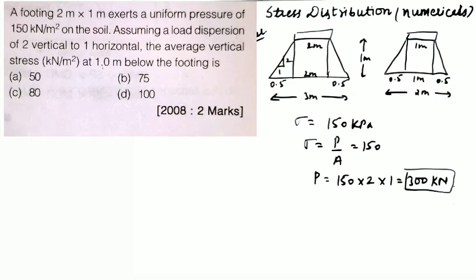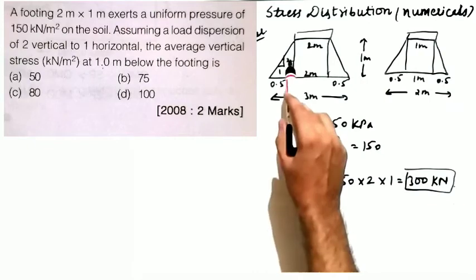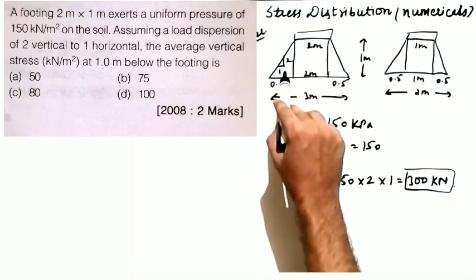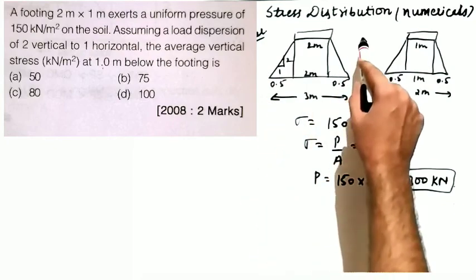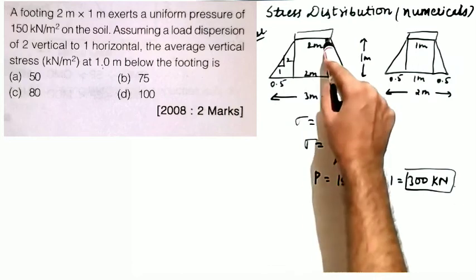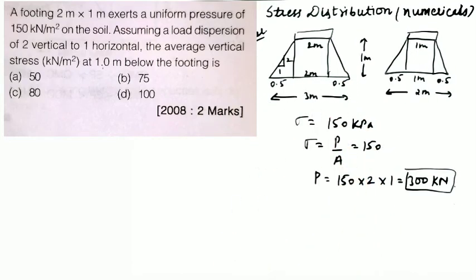So how will you get the area? The dispersion is given, so you can easily calculate the area. The depth is 1 meter and the dispersion is 2 vertical and 1 horizontal. So 1 is this, it will be 0.5. Similarly, 1 is this, it will be 0.5. The new width will be 3 meters.